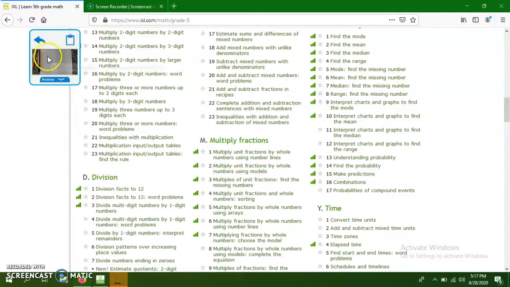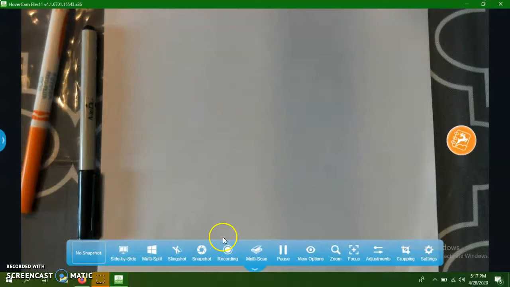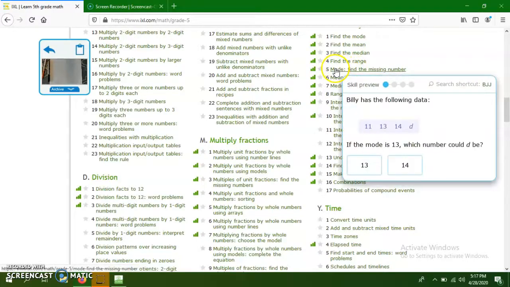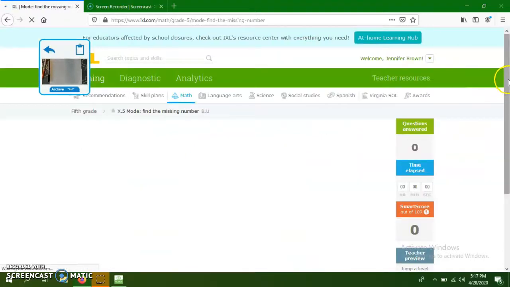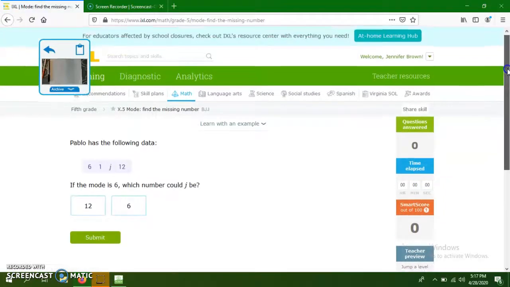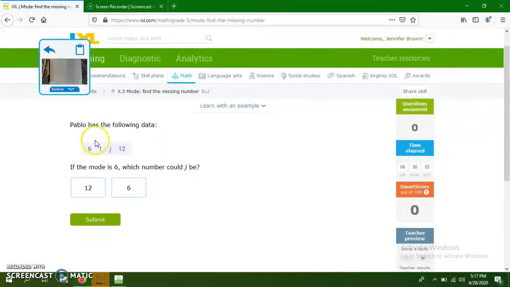I have my thinking paper over here that I'm going to be going back to as we need it. I should be able to slingshot over to that. And so we are going to look first at X.5. And this is finding the missing number that will create whatever mode they tell us. So we know mode is the number that occurs the most often.